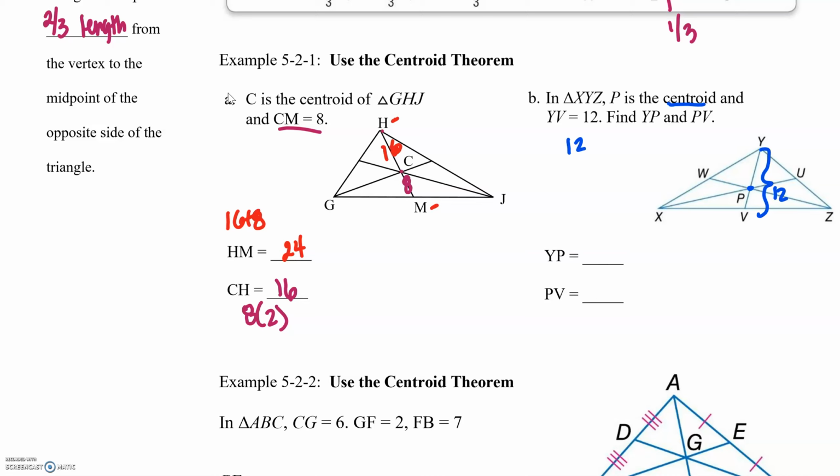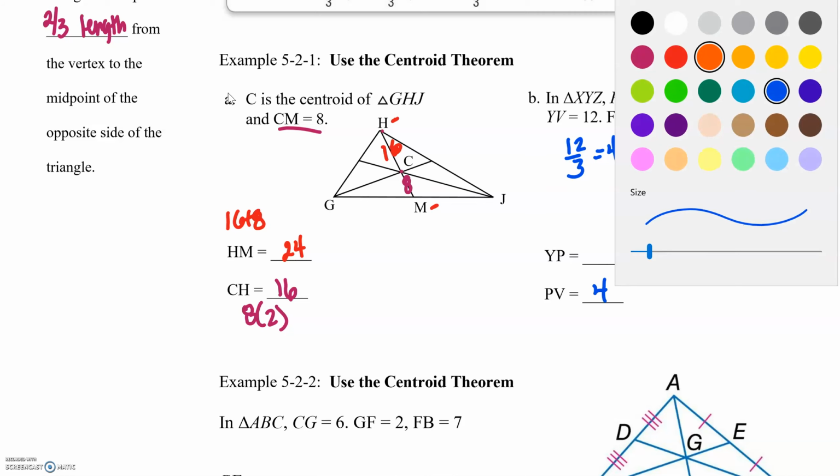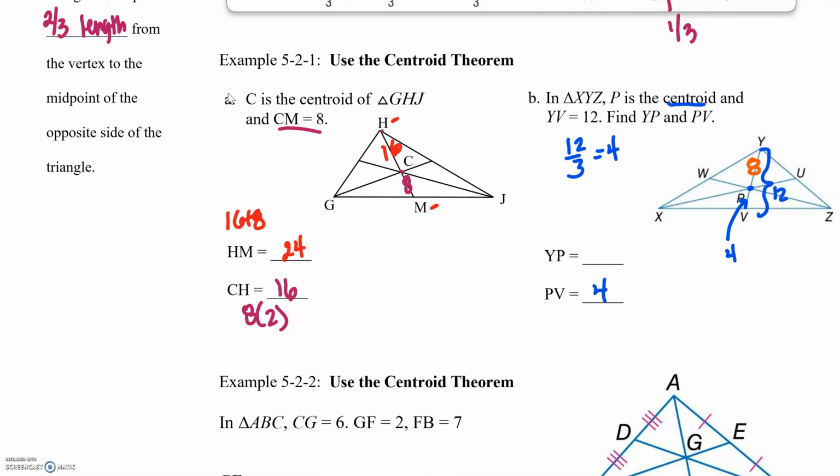So I always say divide it by 3, and that's going to give you the smaller little segment here, which would be 4. So PV is 4, and that means that YP is just double, take your 4 and double it, and that's 8, and yep, 4 and 8 makes 12, which is what the total was.